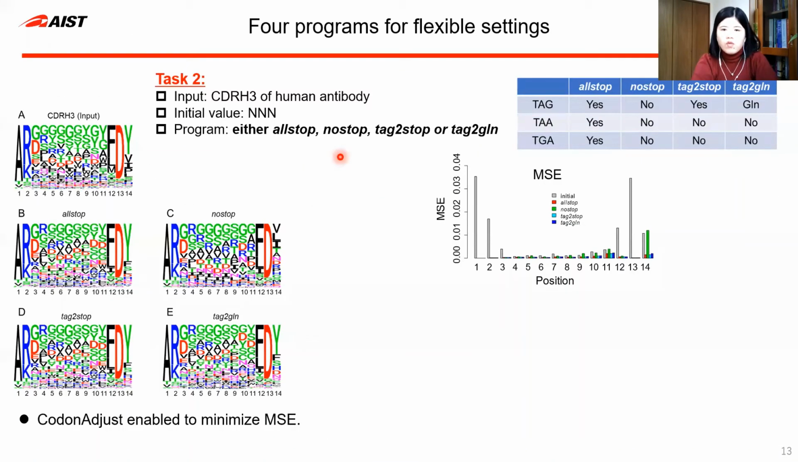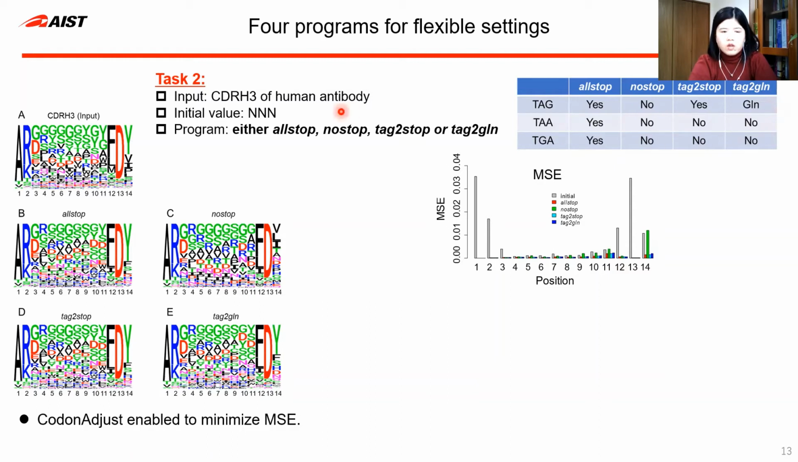In the next task, we verify performance of 4 programs, namely on-stop, no-stop, TAZ2-stop, and TAZ2-glutamine. Here's the table of 4 programs and TAZ, TAA, TZA restriction. On-stop allow on-stop codon. No-stop completely restrict on-stop codon. TAZ2-stop limit TAA and TZA, but allow TAZ. Finally, TAZ2-glutamine is targeted for customized translation table where TAZ is translated into glutamine.